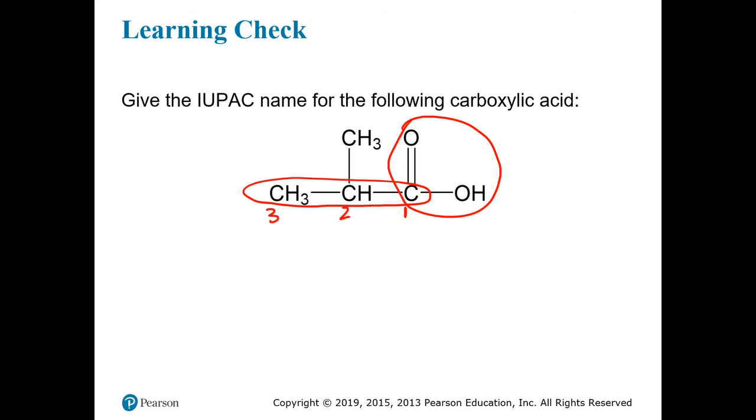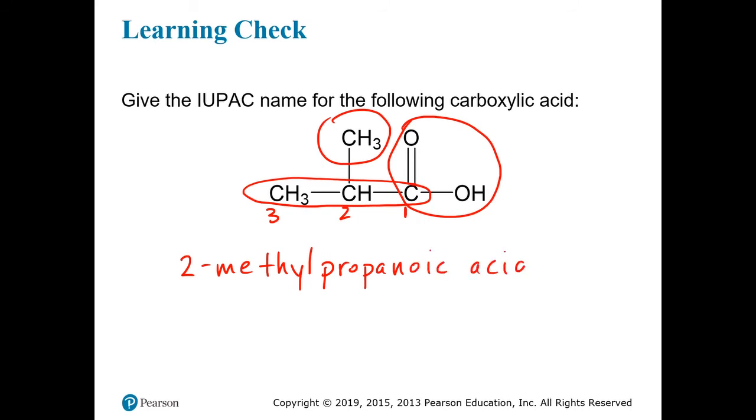propanoic acid. And then we also have this substituent here on the second carbon, so we add that as a prefix. So it will be 2-methyl propane, but then we drop the E from propane and make it propanoic acid. 2-methyl propanoic acid.